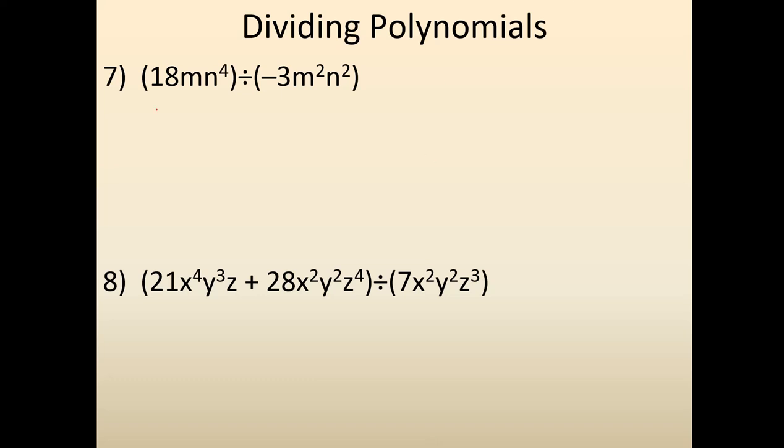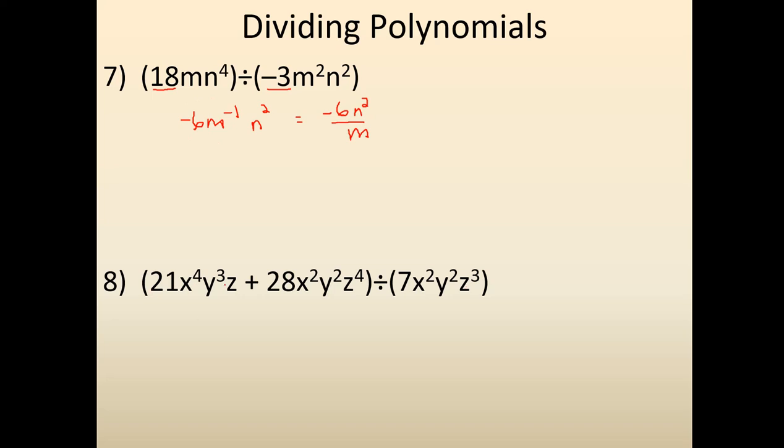Alright, so this one's another monomial one. So really quickly, divide those two. 18 divided by negative 3 is negative 6. M to the 1 minus 2 gives me minus 1. N to the 4th minus 2 is n squared. So then this has to be rewritten as negative 6n squared divided by m. Remember, that's what you do when you have these negative exponents: you make it positive and then move it to the denominator.